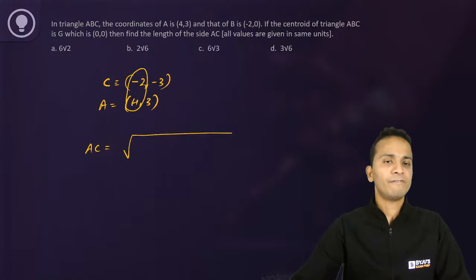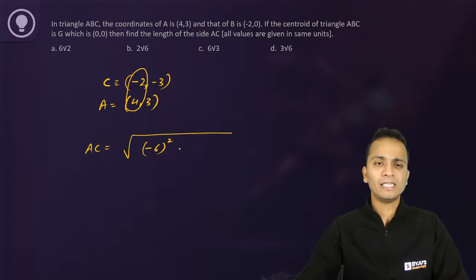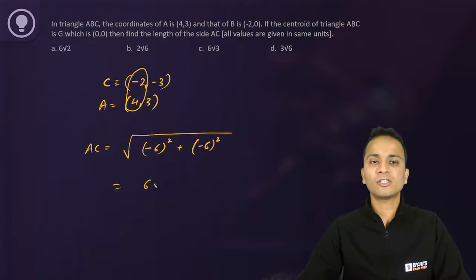So difference of these two squares. So minus 6, write it or 6, whatever you want to write. So minus 6 square plus again minus 6 square. Okay, so that means 6 root 2 will be the length of AC.